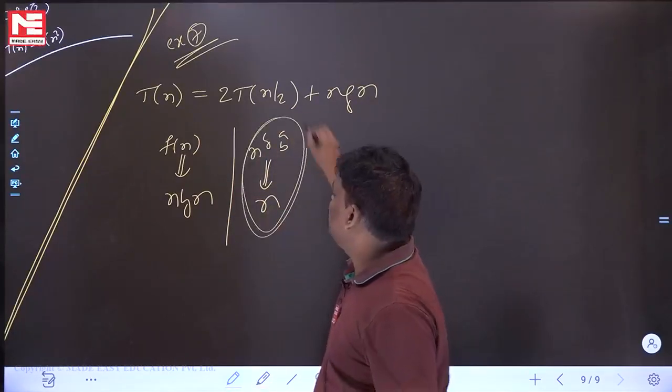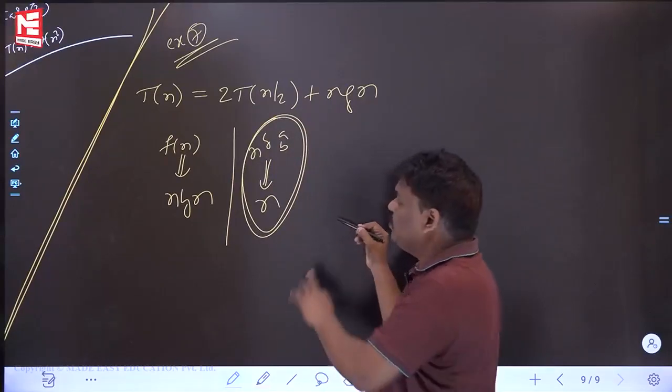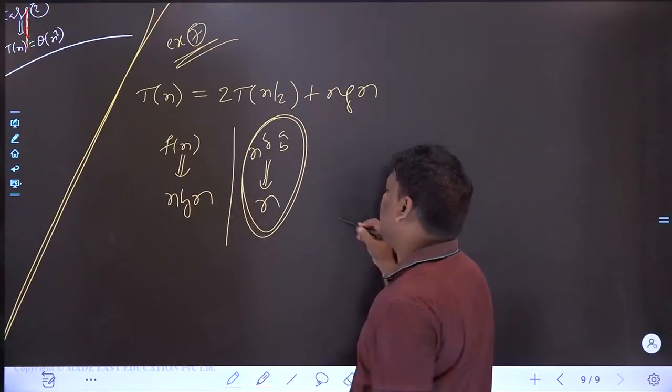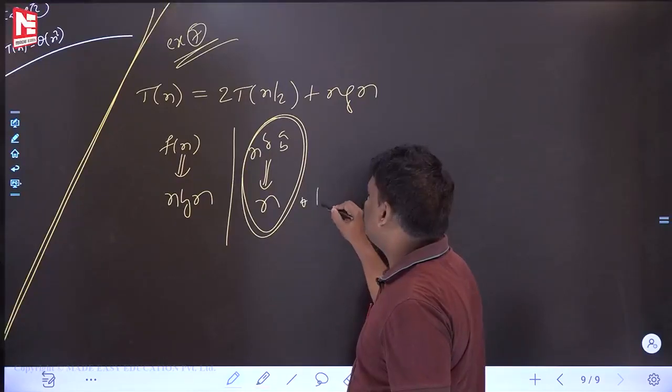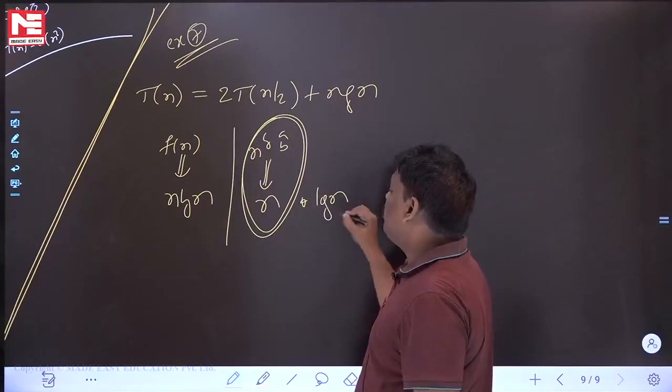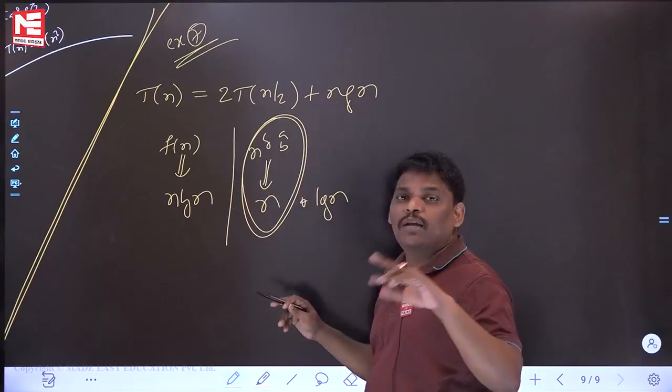He is smaller, fine. But smaller by how much? If I multiply, I will get the left hand side person. He is smaller by, I think, log n time. If I multiply by log n, then both are equal. Can you help me now?